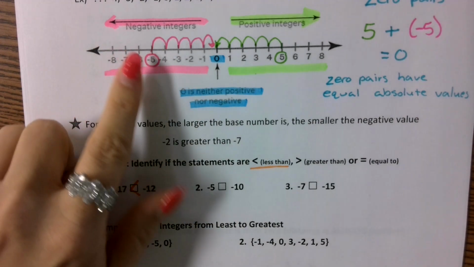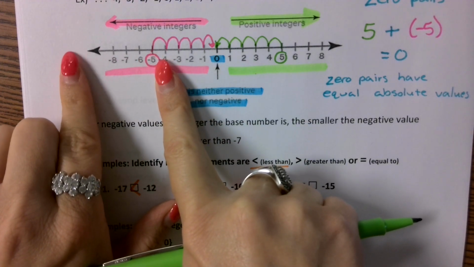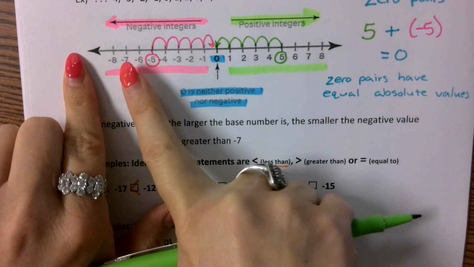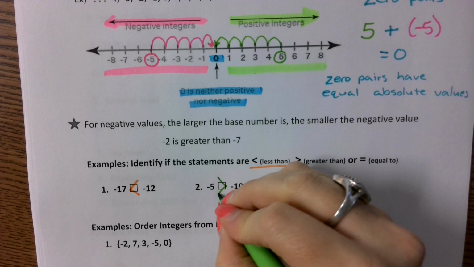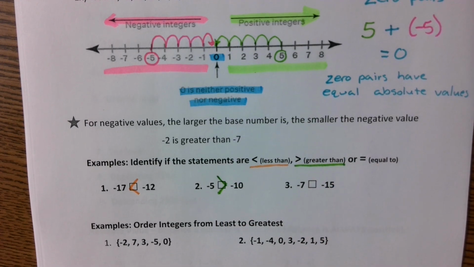Greater than. See, here's where -5 is. -10 is going to be off over here. So -10 is further away from 0. -5 is closer to the 0, so it's kind of further up on the number line, right? So this is going to be greater than. Greater than, I'm going to highlight in my green.